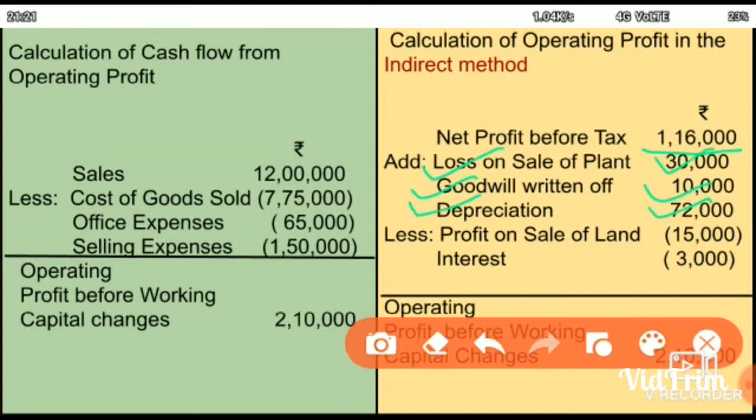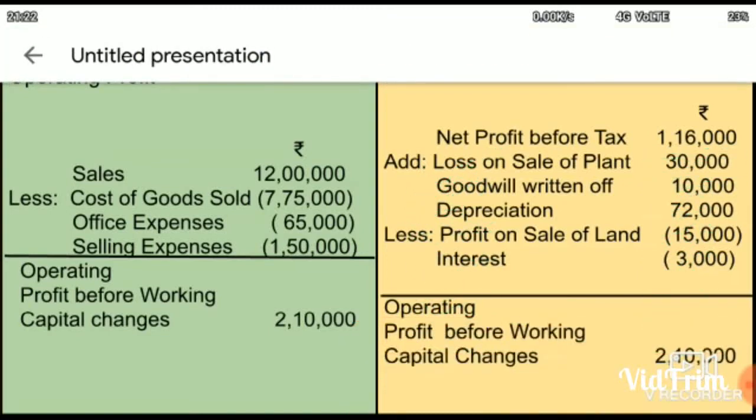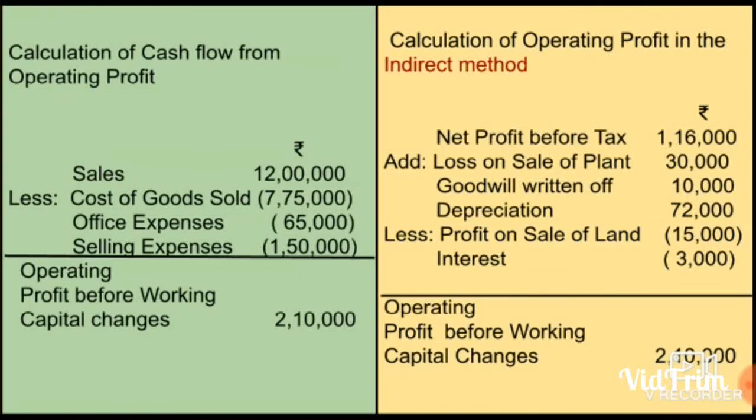Now again, profit on sale of land is a non-operating income and it increases the profit by 15,000. So we have to deduct this from the profit as an adjustment. Then interest received also is a non-operating income and it increases the profit by 3,000. So we have to deduct this 3,000 from the profit as an adjustment. Now after the calculation in the indirect way, what we get is the operating profit before working capital changes. So our operating profit before working capital changes is 2,10,000.